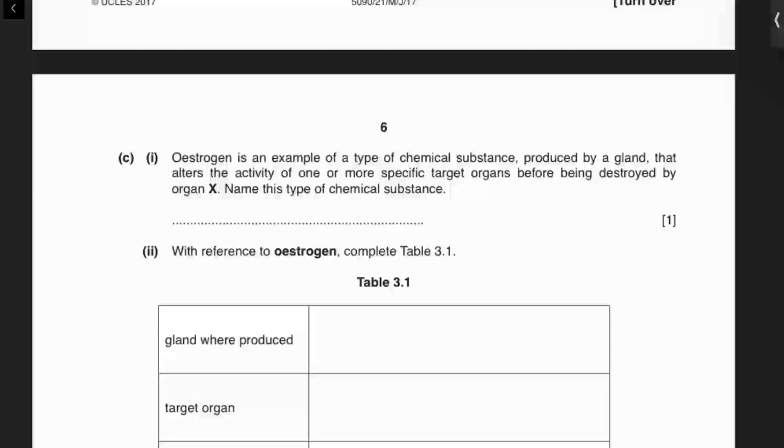So basically estrogen is produced by a gland. What is the gland estrogen is produced by? In the boys in this class, estrogen is produced by their testicles, right? Anyway, in normal people, estrogen is produced by a gland known as the ovary that alters the activity of one or more specific target organs.